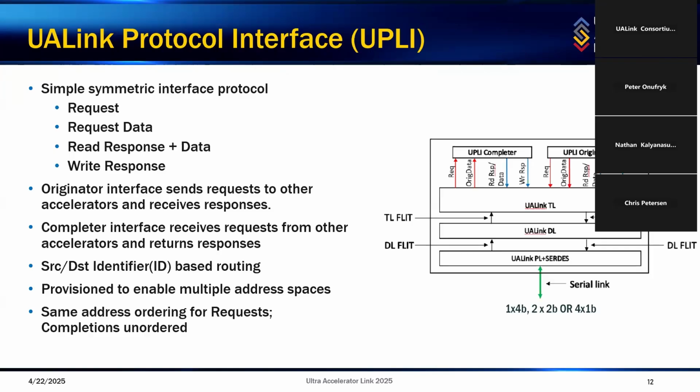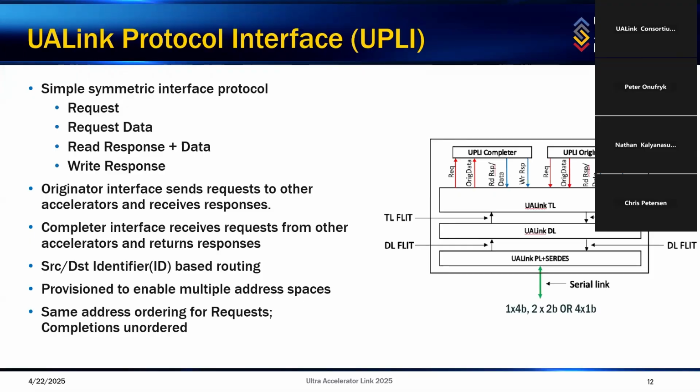UALink identifies all accelerators in the scale-up domain through a unique physical identifier. Requests and responses are tagged with the source and the destination identifier. Switches route these packets only based on ID and do not use any other field. UALink protocol is also provisioned to support multiple address spaces, as we looked at in the previous slide. The protocol defines a 57-bit address field and is left to the implementation on how it gets used. Now, this gives accelerators maximum flexibility and the ability to innovate as well as meet unique requirements per accelerator.